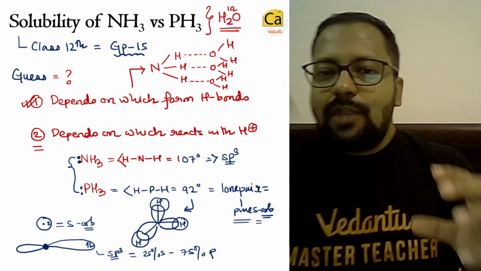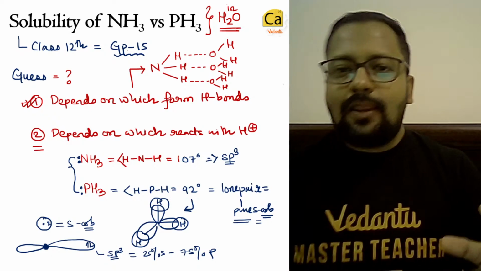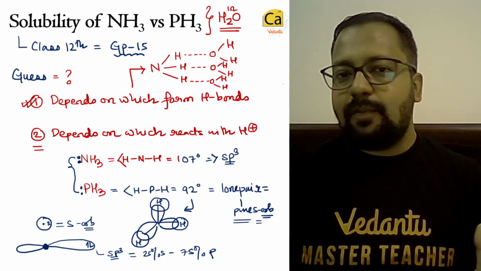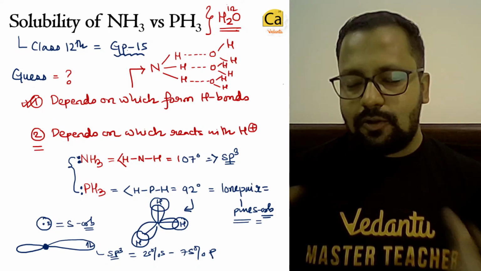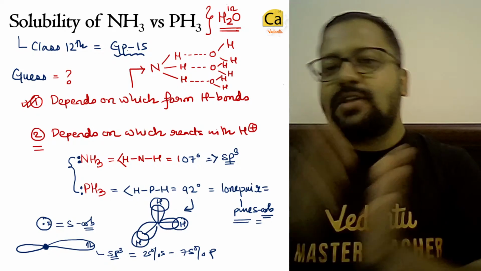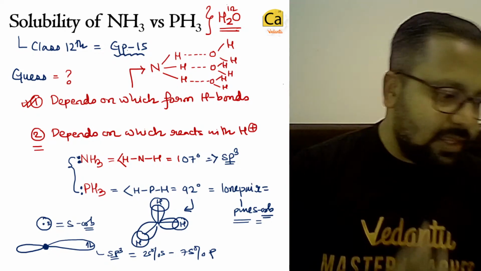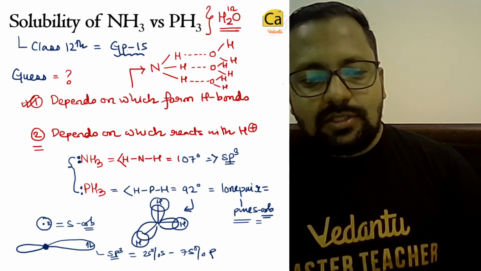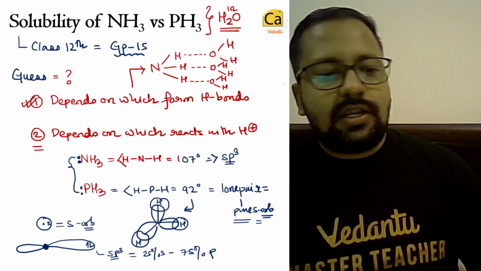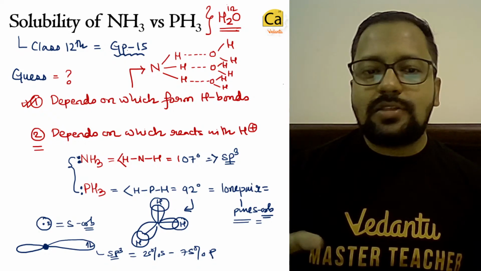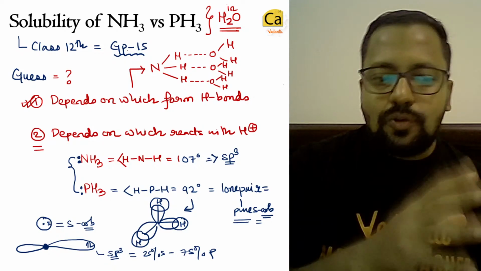So if it is far from the nucleus, can it be donated easily, or can it be donated with difficulty? In which case is it easier to donate electrons, when the electrons are closer to the nucleus, or when the electrons are far from the nucleus? Please tell me in the chat box.